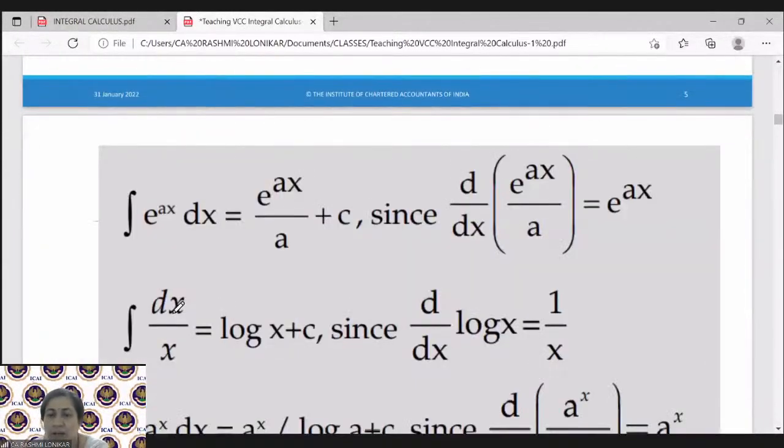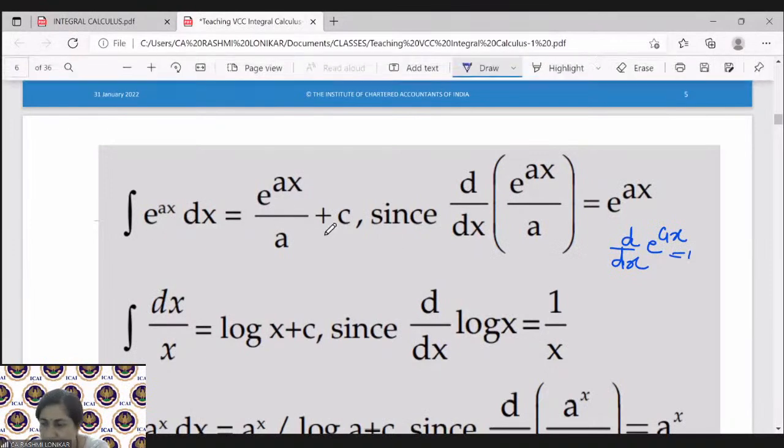Now I have the formula integration of e raised to ax. Remember derivative of e raised to ax. d by dx of e raised to ax is equal to a into e raised to ax. So here we say integration of e raised to ax dx is e raised to ax upon a plus c. So this is the fourth formula we are using.